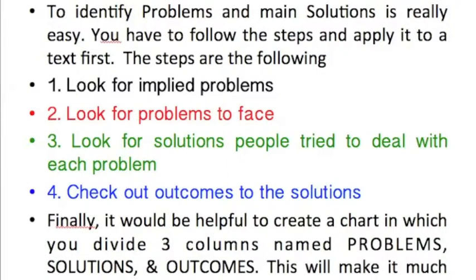Here are the steps you must follow in order to get the best answers. So first, to identify problems and main solutions is really easy. You have to follow the steps and apply it to a text first. The steps are the following.